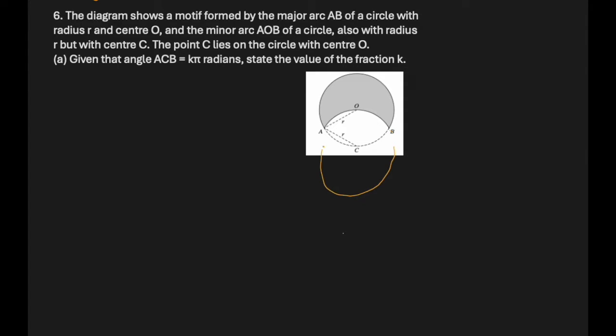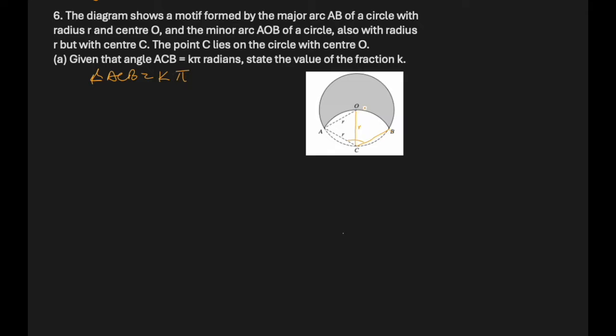So major arc will be somewhere here, which is not shown to us. Got it? And again R. So these both have the same radius. Okay, so the point C lies on the circle with the center O. Very good. That means this is also R. Given that angle ACB is K pi. Okay, let's try to join this. This angle is how much? K pi. State the value of fraction K.